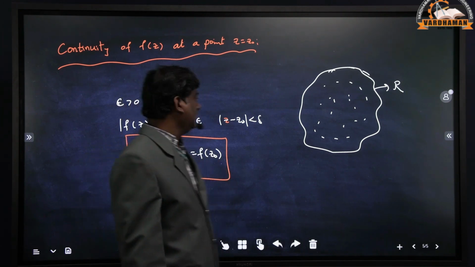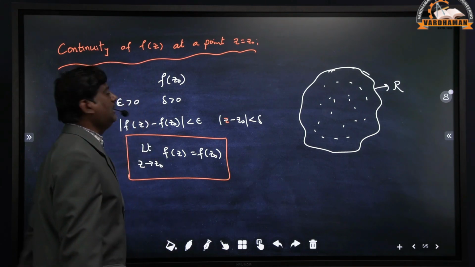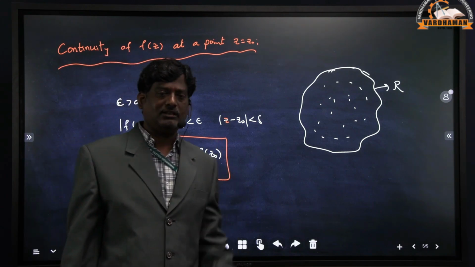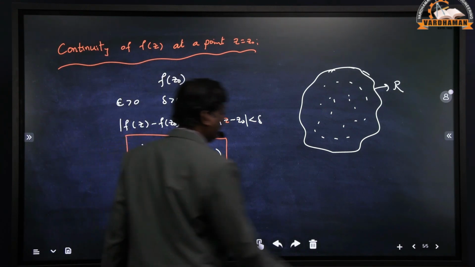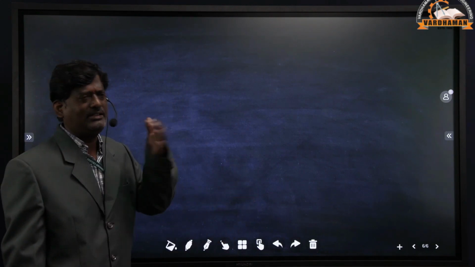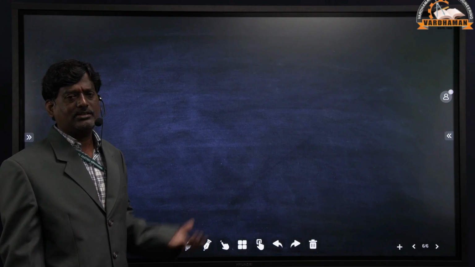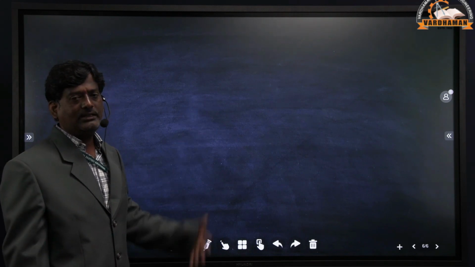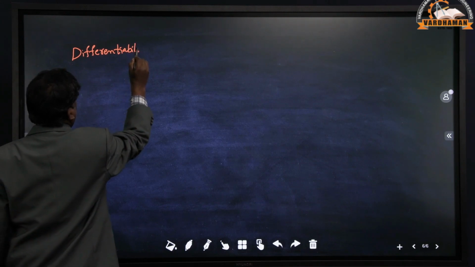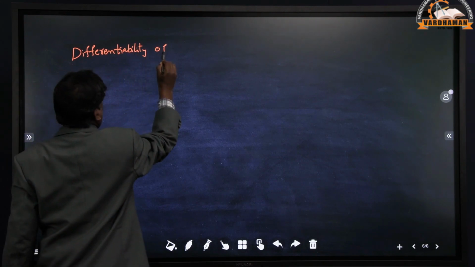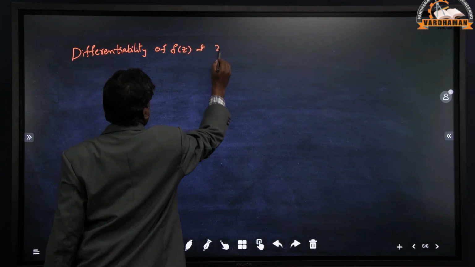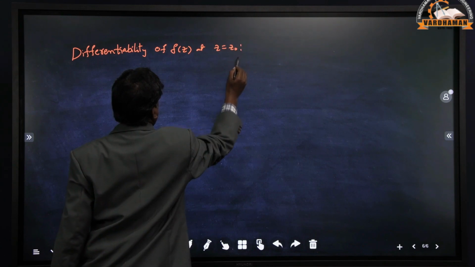Next, after continuity, you know what comes next: differentiability. An extension of continuity is differentiability. What is differentiability of a function in a complex variable? The definition is the same, the difference being that we always consider complex numbers here, whereas in the real theory we consider only real numbers. Now, differentiability of f of z: here also you can take a particular point z is equal to z naught.